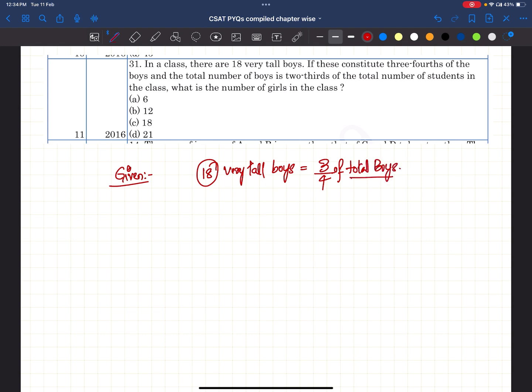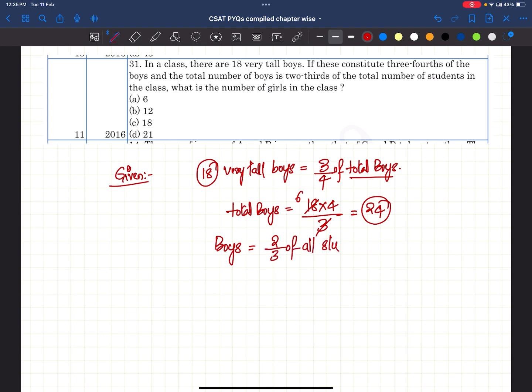Now from here we will get the value of total boys, right? Total boys is equal to, by cross multiplying, 18 into 4 by 3. So this will be cancelled out and total boys will be 24. Now boys is equal to 2/3 of all students, right? This implies that the rest 1/3 are girls.